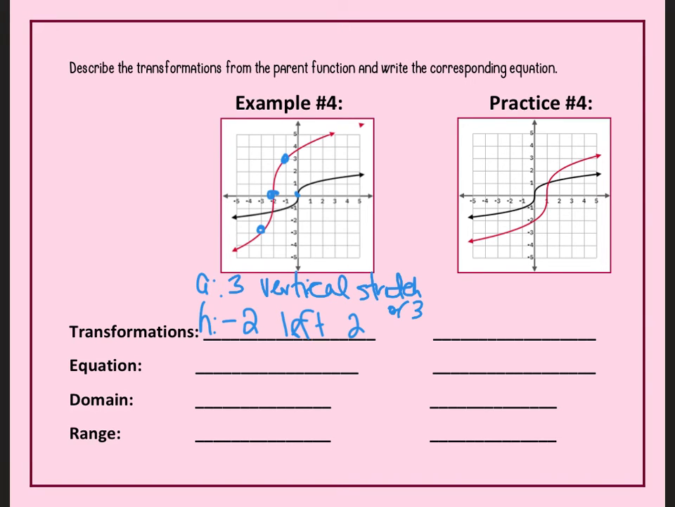And so for my equation, this is going to be f of x equals my a value. Now this is a cube root graph, so the cube root of x plus 2, because I always change my h value. And my domain and range are never changing. My domain and range are negative infinity to infinity for both of them.